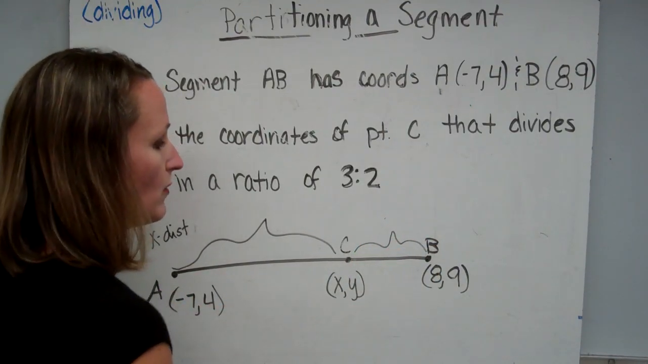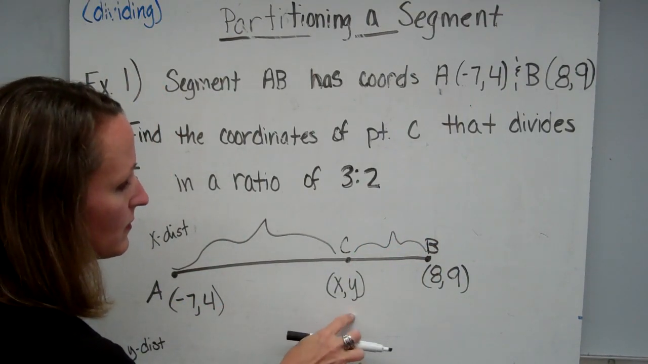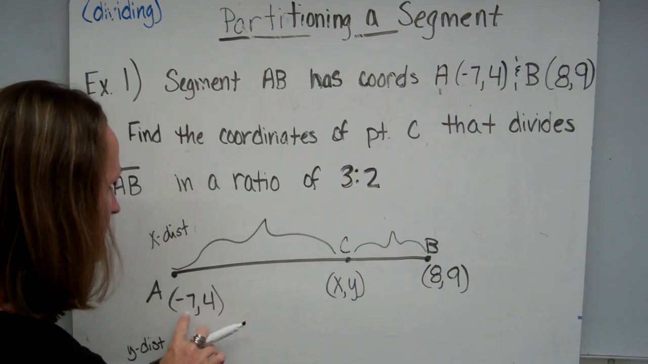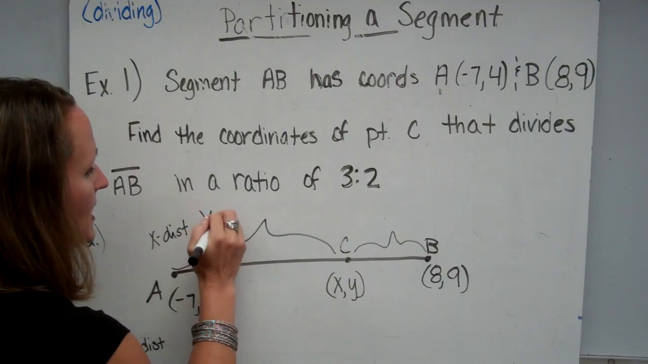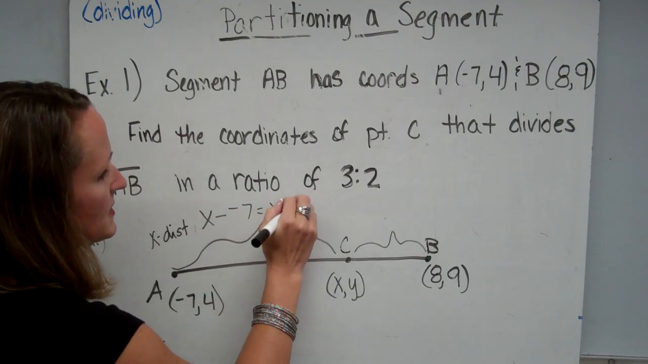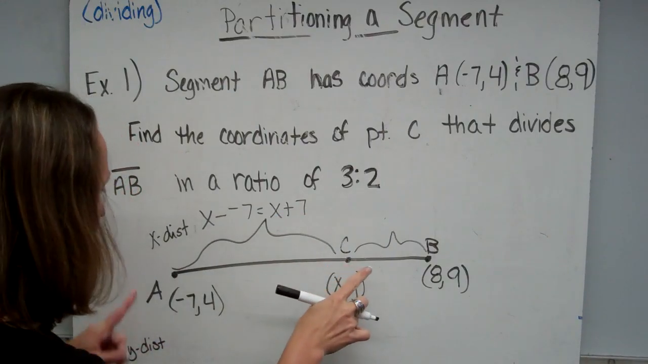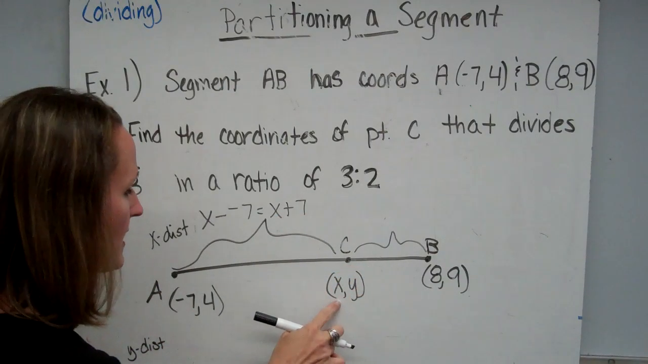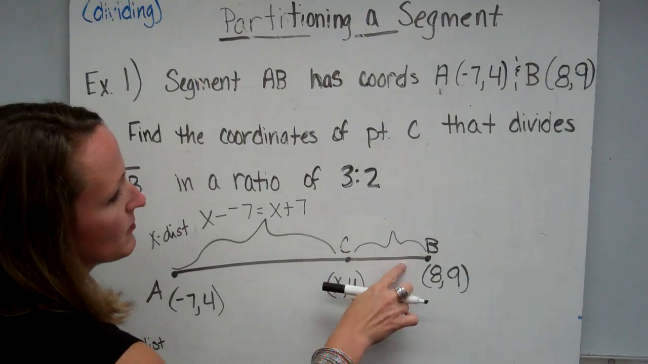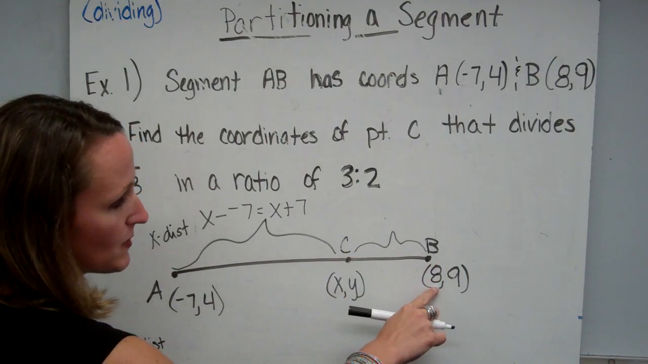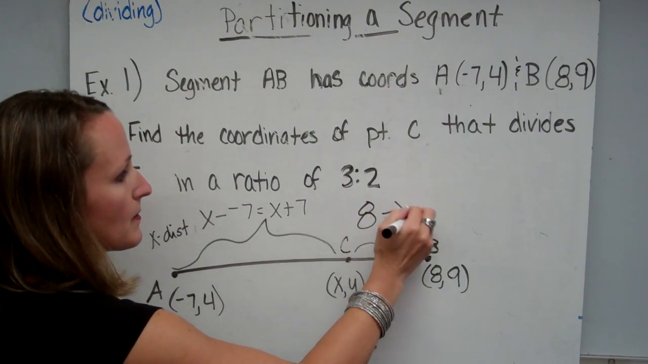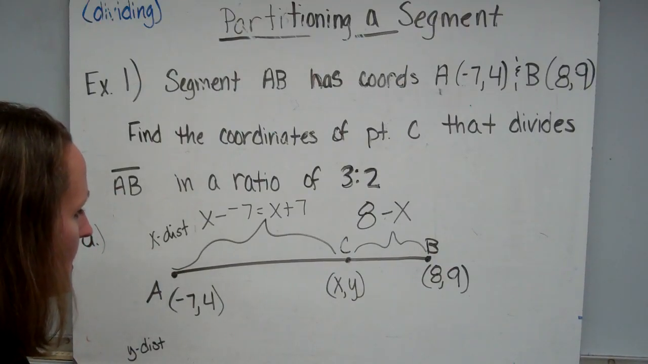So you always want to start at your furthest point. So C, we want to find the X distance. This one's X, this one's -7. So our X distance is going to be X minus -7, which is the same as X plus 7. So our distance from A to C would be represented by X plus 7. To go from C to B, remember you always start at the farthest. We're going to do 8, because that coordinate's 8, minus X. So that's our X distance.